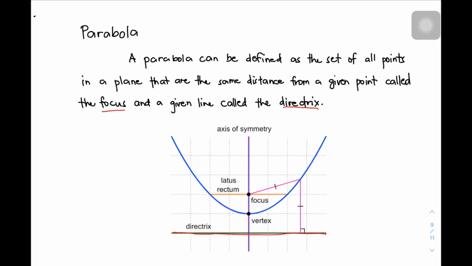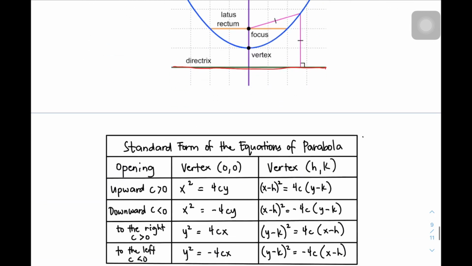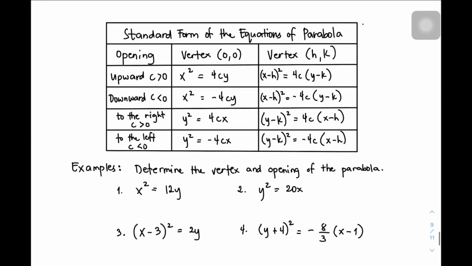And then, another important thing about parabola is for you to memorize the different standard forms of the equations of parabola. So dito medyo kailangan ma-memorize ito, guys. So we have here different openings of parabola. We have the upward, downward, to the right, and to the left. And then we have the vertex, which is at 0, 0, and then vertex at h, k. So simplihan lang natin discussion natin.